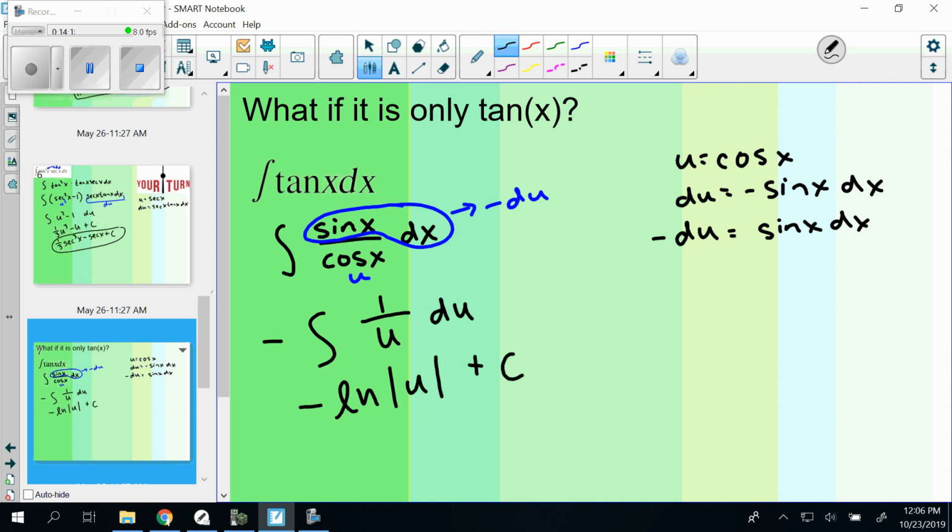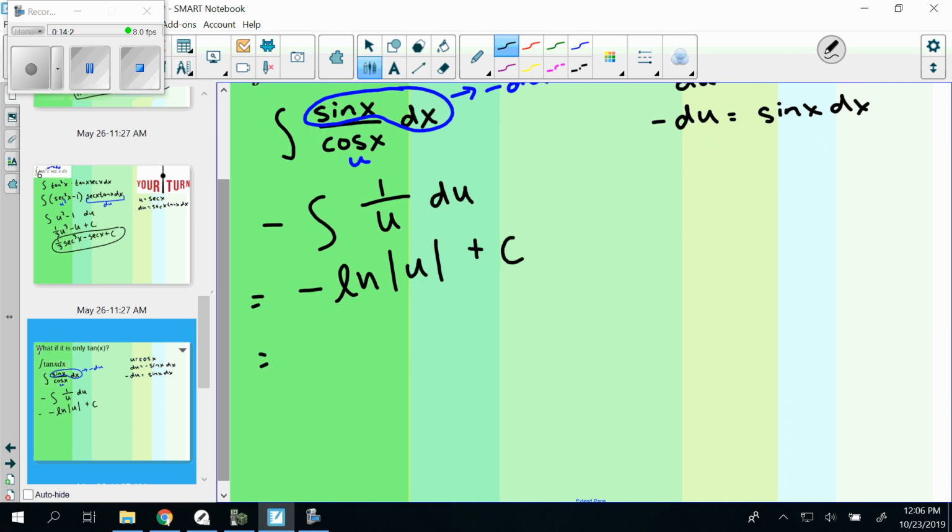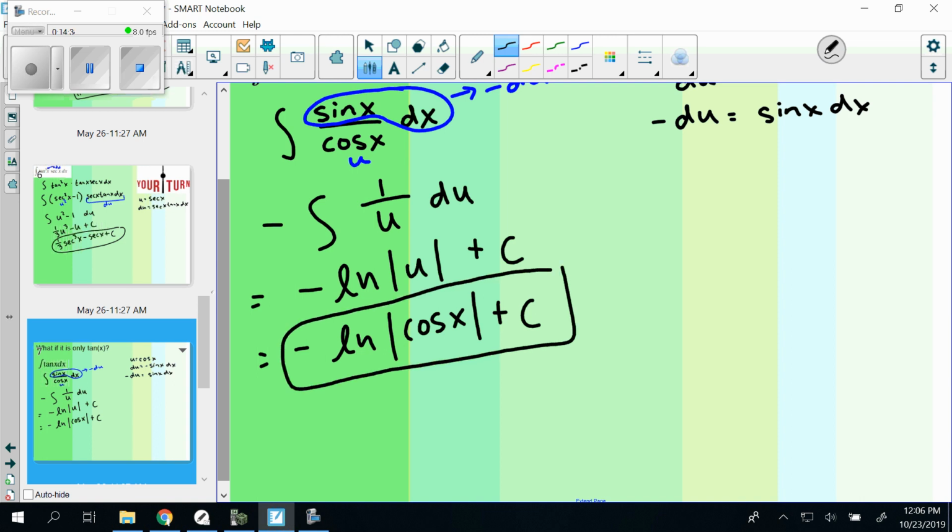And then we can substitute that cosine back into our answer. And so we get negative natural log of cosine x plus c. That would be one possible way to write the answer. It's definitely not incorrect. That's the correct answer.